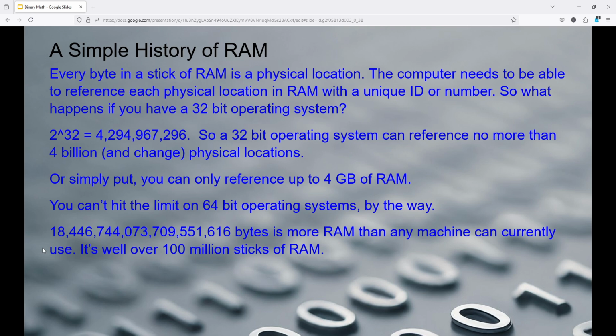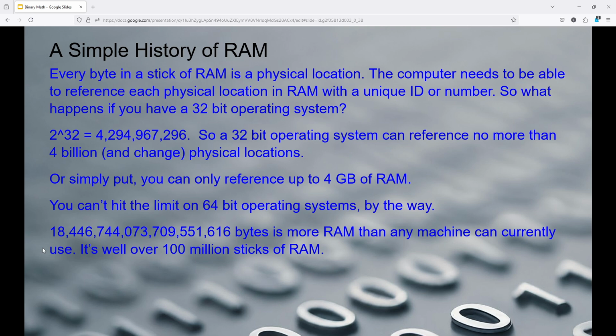As a quick side note, you can't hit the limit on memory on 64-bit operating systems. You see the number on screen. I don't know how to read that number. I just don't. But I did do some quick, back of the napkin math calculations, and that's over 100 million sticks of RAM. So, yeah, you're not reaching that number anytime soon.